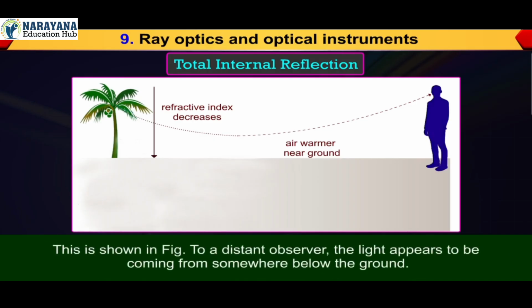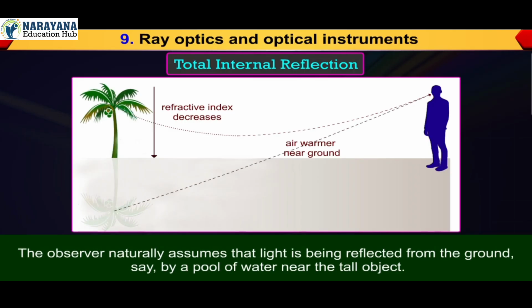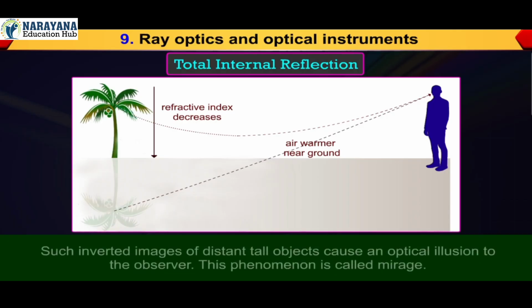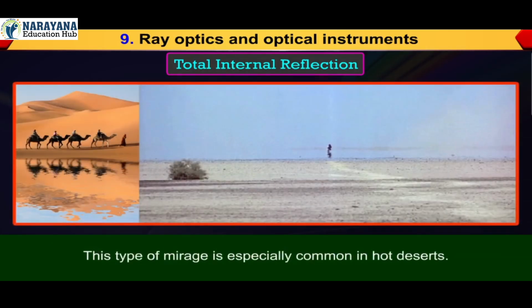To a distant observer, the light appears to be coming from somewhere below the ground. The observer naturally assumes that light is being reflected from the ground, say by a pool of water near the tall object. Such inverted images of distant tall objects cause an optical illusion to the observer. This phenomenon is called mirage. This type of mirage is especially common in hot deserts.